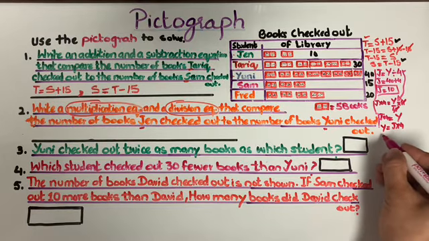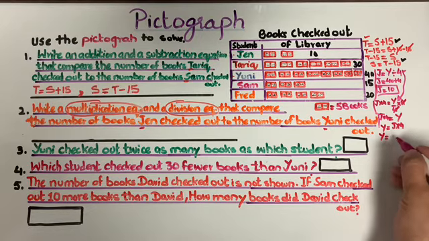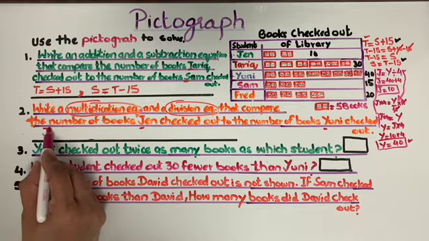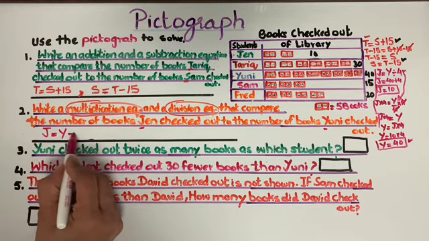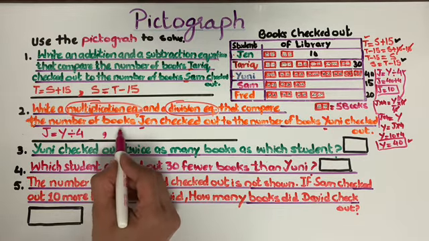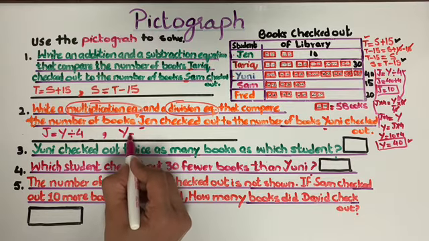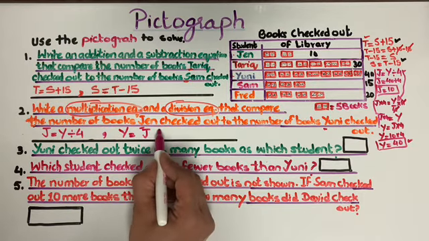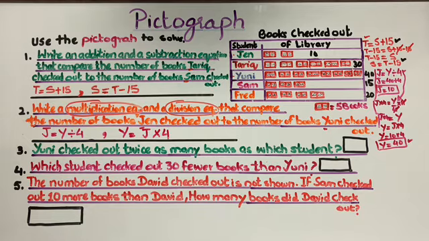Yes. So let's put the values. Y: Uni checked out 40 books. And Jen checked out 10 books. 10 times 4 is equal to 40. Here I go. So my first equation will be J is equal to Y divided by 4. And my second equation, which will be the multiplication equation, will be Y is equal to J times 4.